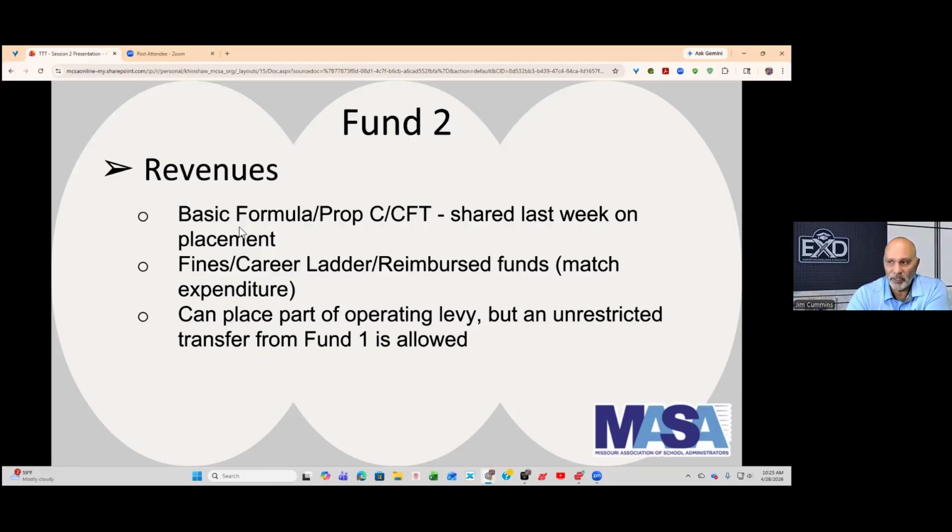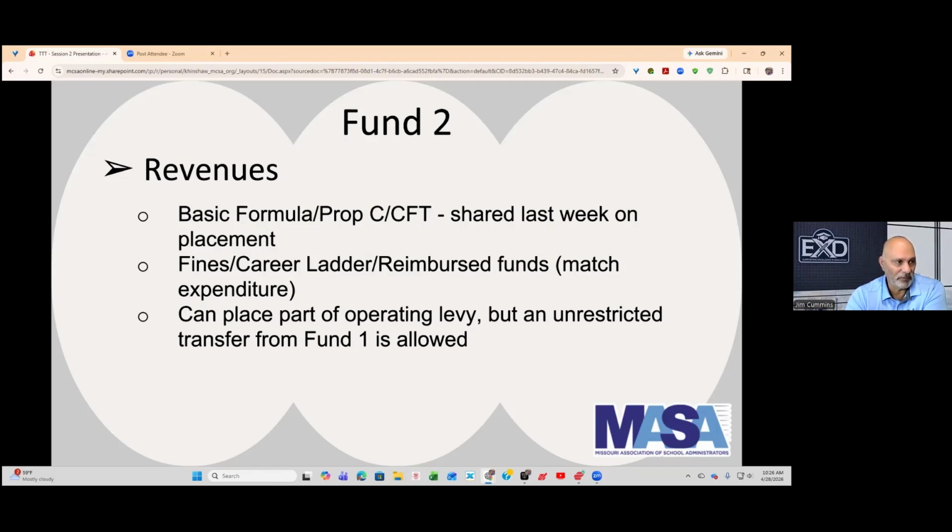Fund Two, revenues are placed there basically from those revenue sources. We talked about basic formula, Prop C, and Classroom Trust Fund last week. I would add to that that fines, career ladder are required to go into Fund Two, and then reimbursed matches.